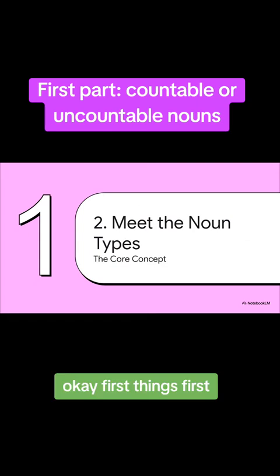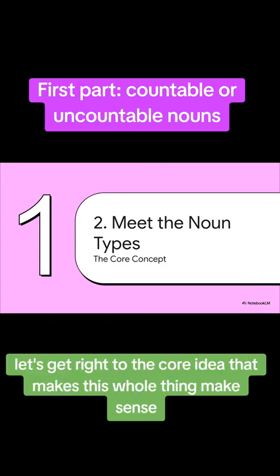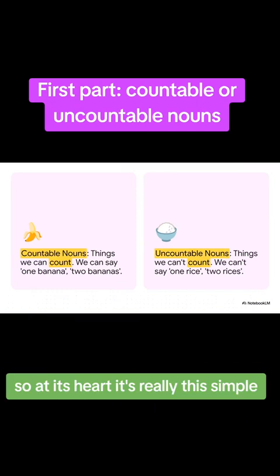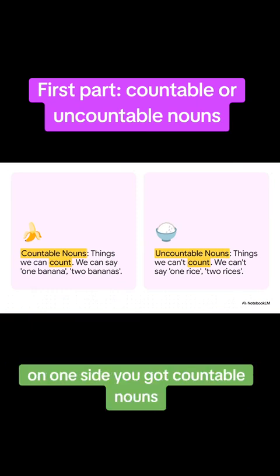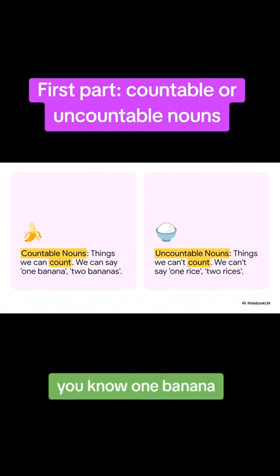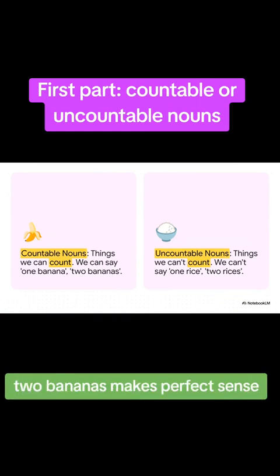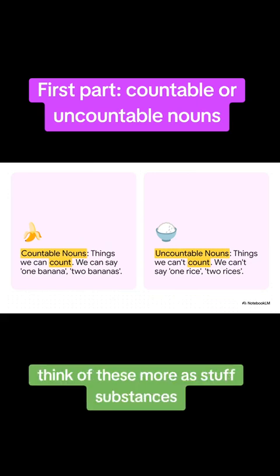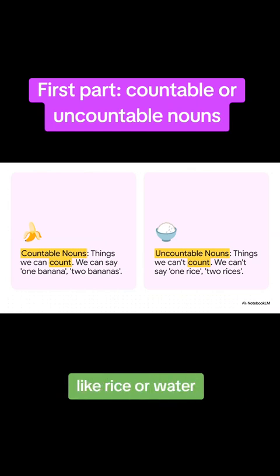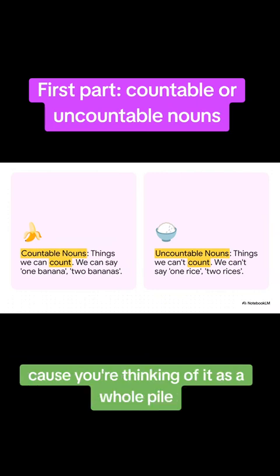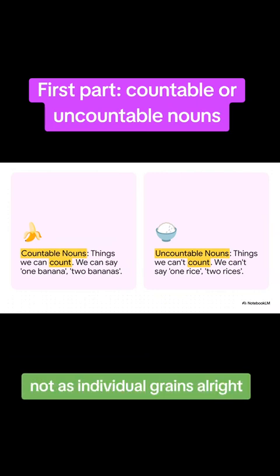Okay, first things first. Let's get right to the core idea that makes this whole thing make sense. So at its heart, it's really this simple. On one side, you've got countable nouns. These are the easy ones, things you can actually count. You know, one banana, two bananas. Makes perfect sense. But then, on the other side, you've got uncountable nouns. Think of these more as stuff, substances, ideas, liquids, like rice or water. You wouldn't say one rice, two rices, right? Because you're thinking of it as a whole pile, not as individual grains.